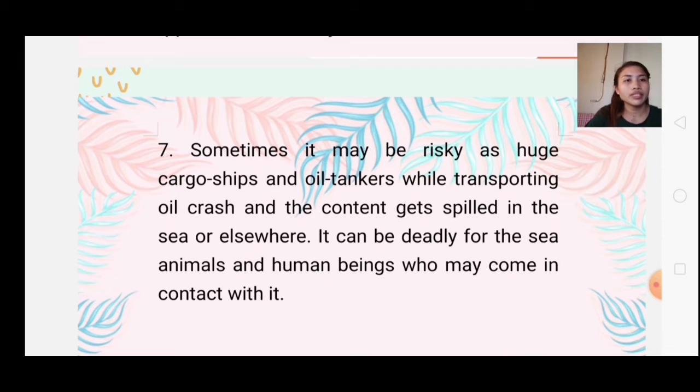Sometimes it may be risky as huge cargo ships and oil tankers while transporting oil crash and the content gets spilled in the sea or elsewhere. It can be deadly for the sea animals and human beings who may come in contact with it. So sometimes danger pod siya if ang mga asyete sa carbon is mayabo sa dagat or bisan asa. This is one of the reasons also nga mamatay ang isda o ang mga tawo nga makontak niini.